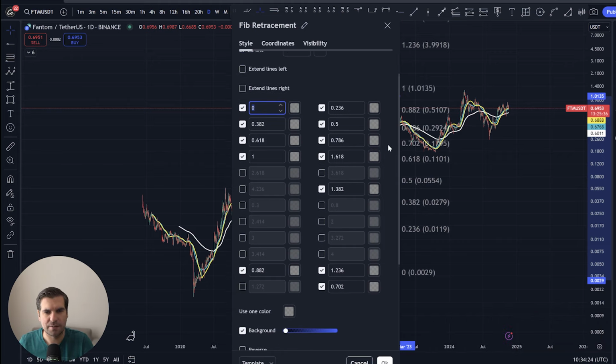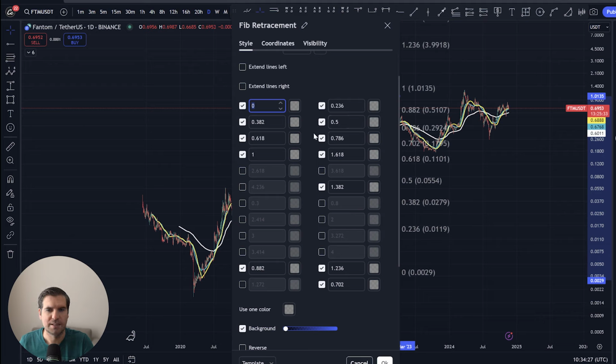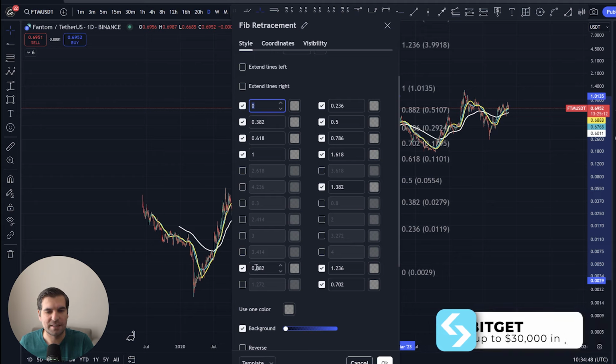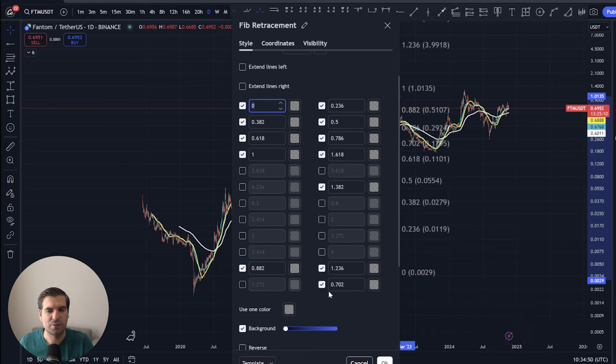Essentially, I have all the standard stuff. So 0, 0.236, we have 0.382, 0.5, 0.618, 0.786, 1. So that's your standard 0 to 1. And then we have some extension levels. So we have 1.236, 1.382, 1.618, and we've got a couple of additional ones that I use. So we have 0.702 and 0.882. These two are key areas that I use. The 0.702 is a Bitcoin area that Bitcoin reacts to, and then the 0.882 is critically important for the other tool that I'm going to use in today's video.